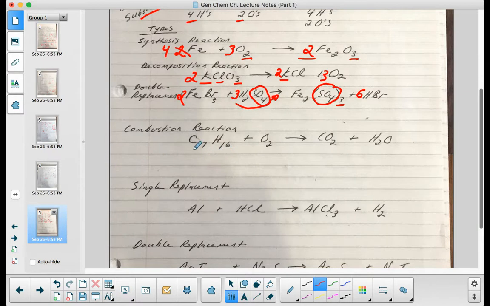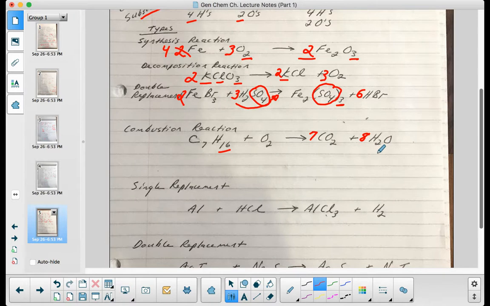And so if I look at this one, I have 7 carbons. So I'll start out right away. I always just go left to right, 7 carbons. Now I have 16 hydrogens. I'm going to have to put an 8 over here. That gives me 16 hydrogens on the product side.